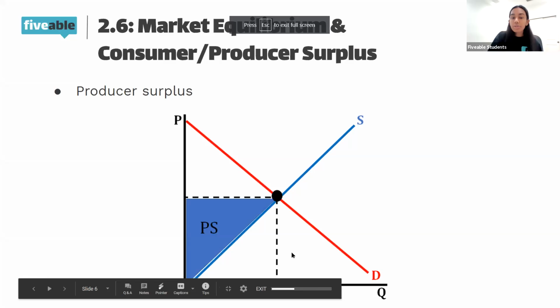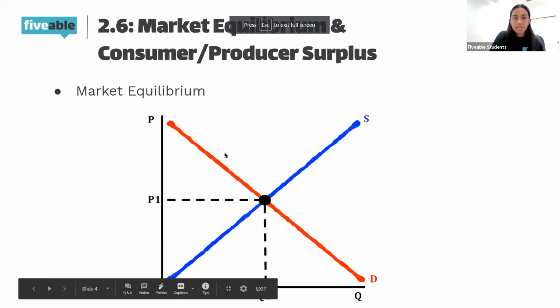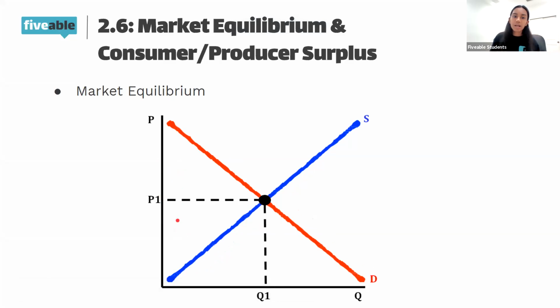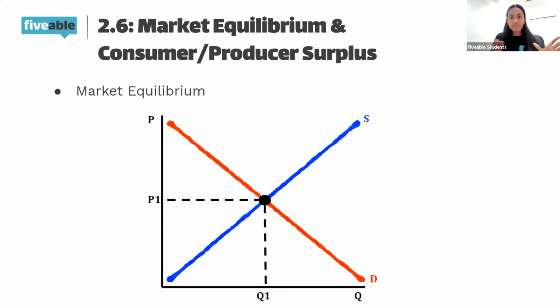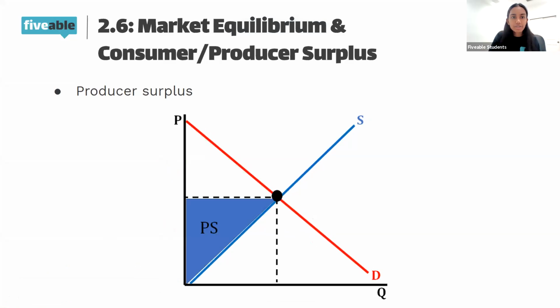And another thing I would like to mention is that at this state of market equilibrium, when supply equals demand and they're normal, the total surplus is maximized. So total surplus is consumer surplus plus producer surplus. So if we're not at equilibrium, the total surplus, the sum of CS and PS, is decreased.